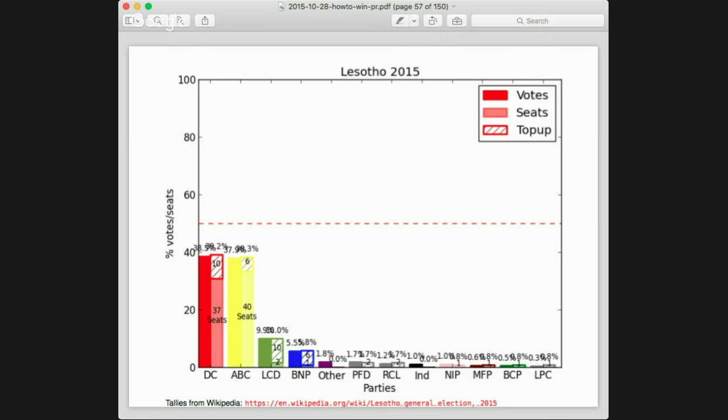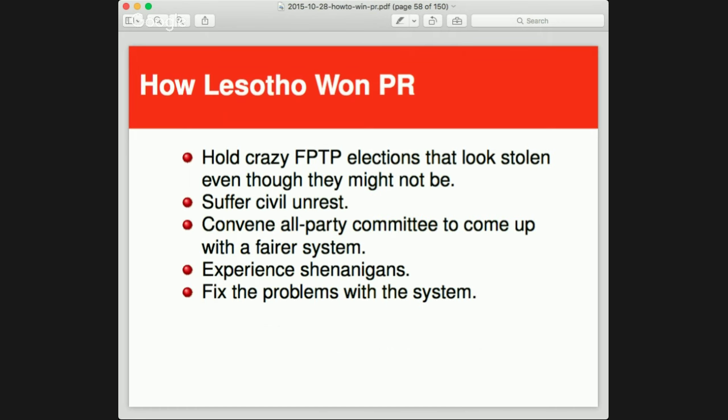Let's talk. Okay, so how did they win proportional representation? They had a couple of crazy elections and people were not happy. And then there was civil unrest and people died, which was not a very good result. As I said, I'm not a Fair Vote Canada member. I don't know what Fair Vote's official policy is on people dying in order to get first past the post gone, but I'm not in favor of that.